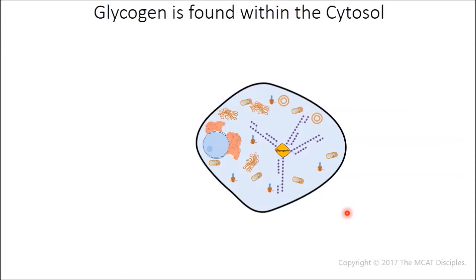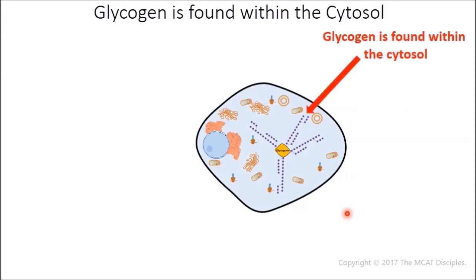Glycogen is found within the cytosol. All right, glycogenolysis, or glycogen breakdown, and glycogen synthesis, or glycogenesis, occur within the cytosol. You'll notice it's protein glycogen. We'll talk about that. But it occurs within the cytosol.